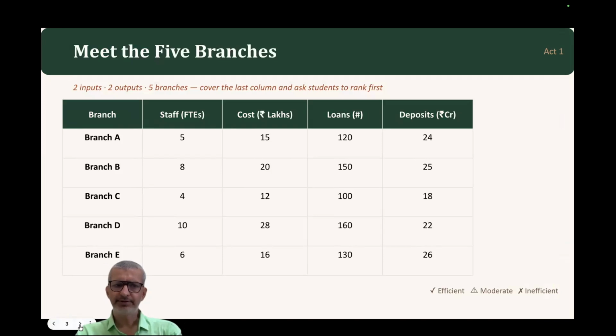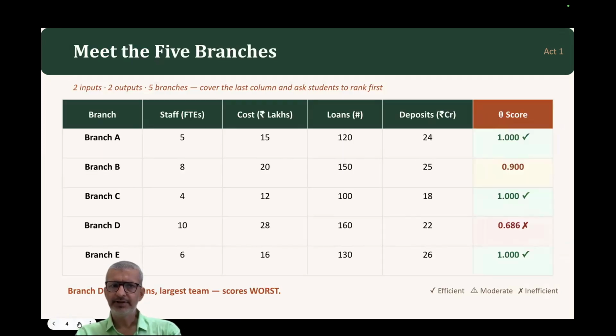Now, out of these, if we see the scores, now I'm showing you the output first. This is the DEA score, data envelopment analysis score. So we see that branch A has a score of 1, branch B has a score of 0.9, branch C has a score of 1 again, branch D is 0.686, branch E is 1. Now, if you just look at this, branch D has the highest number of loans, 160, and it has the largest number of FTEs, but still it doesn't have a score of 1.